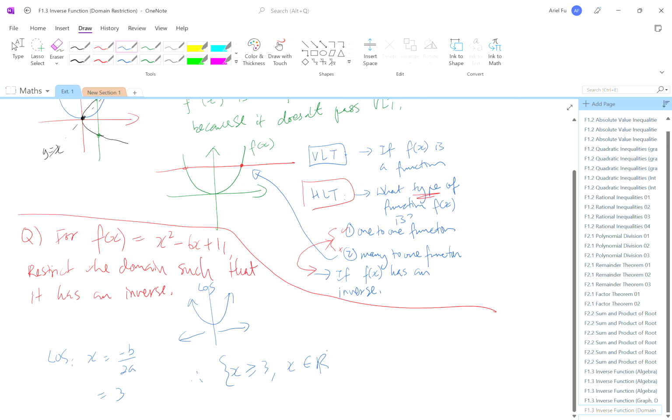Or if you want to write it in interval notation for the other side, let me just demonstrate. You can say that x is between negative infinity and 3, inclusive and exclusive. Either one is fine, depending on which notation the question asks you to use, and it's up to you if you want to go to the left-hand side or the right-hand side.